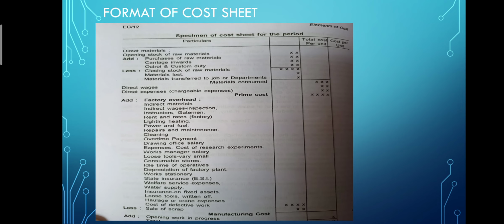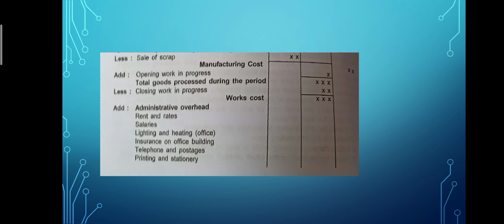Now to begin the cost sheet, first we take direct materials, then direct wages, and then direct expenses. Add these three, you will get prime cost. Next, add factory overheads. Factory related indirect expenses should be taken under this head. Then make a total, and suppose they have given sale of scrap, that has to be deducted. Then you will get manufacturing cost.